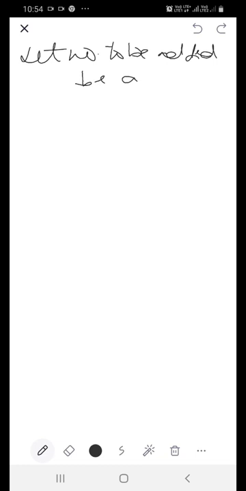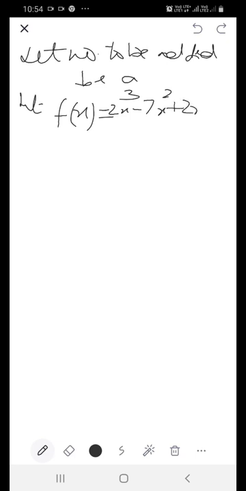Then write the given polynomial as, let f(x) is equal to 2x cube minus 7x square plus 2x, and this number which is to be added, write it as plus a. And if the question says what number must be subtracted, then you will say, let the number to be subtracted be a. So instead of plus a at the end, you are going to write minus a.